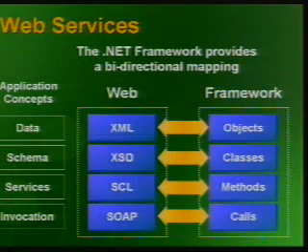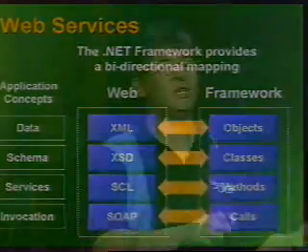The .NET Framework can take an object and make it into XML for you. Go the other way, take XML and instantiate an object based on what's in the XML. It can take a class and turn it into an XSD schema definition, and go the other way, take an XSD schema and create classes for it. Same is true for methods, same is true for invocation.